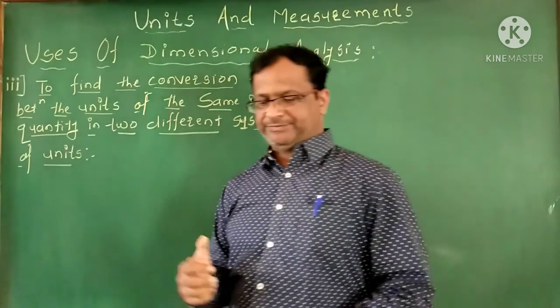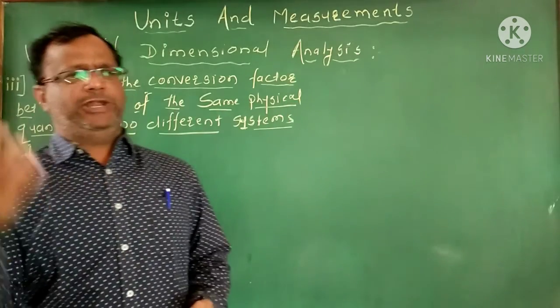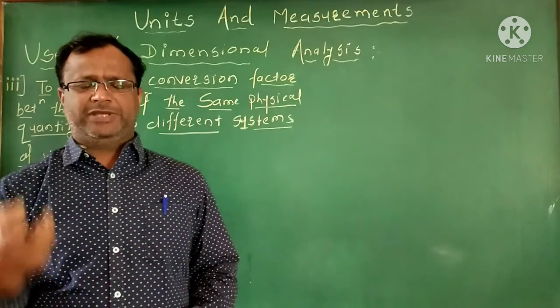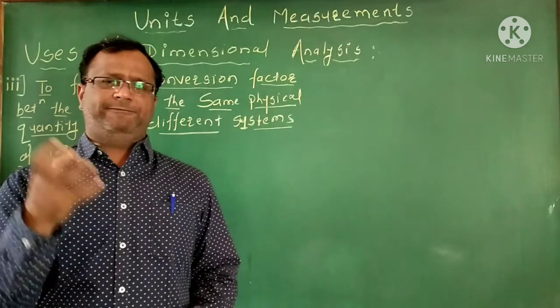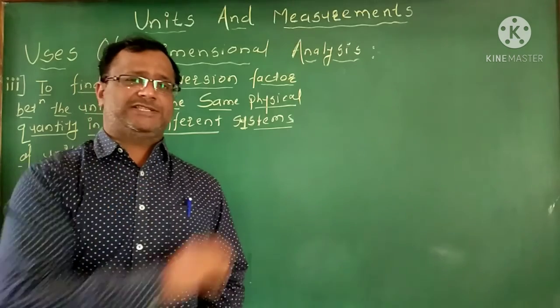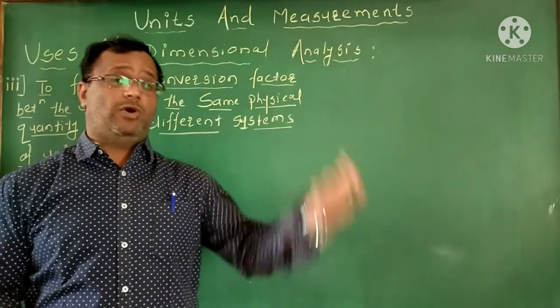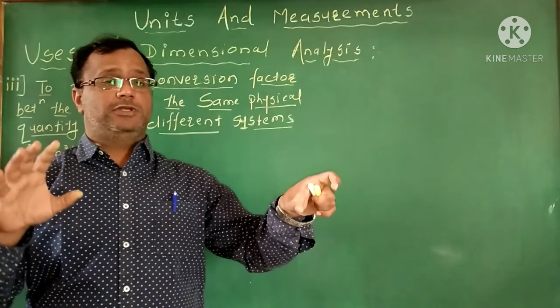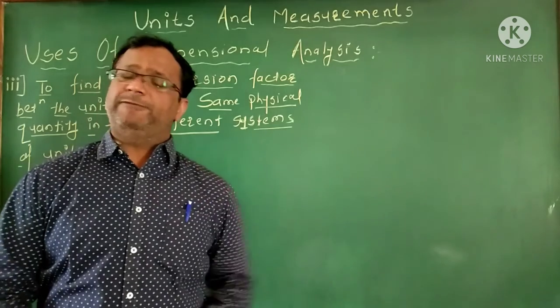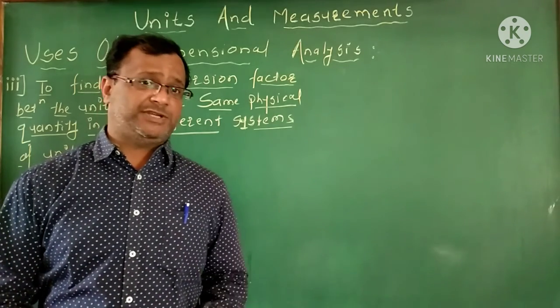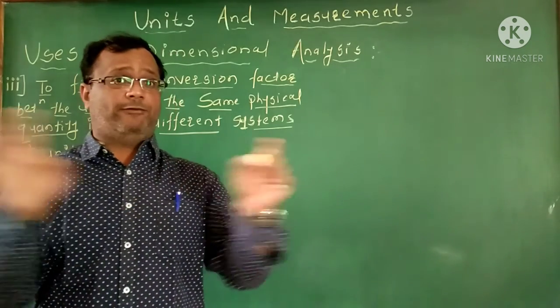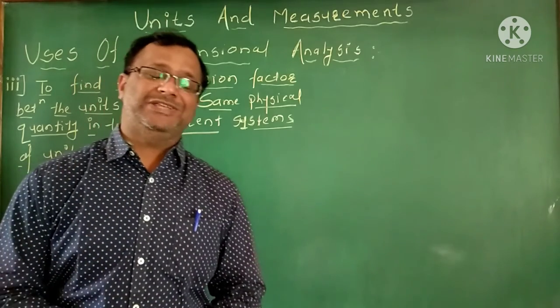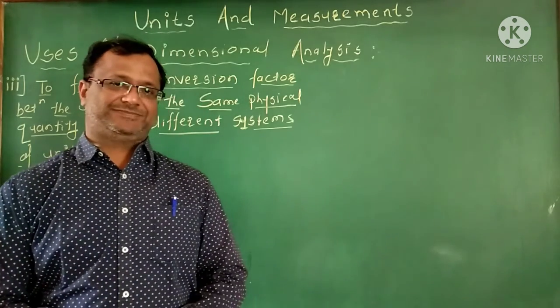It means that if you take any one physical quantity and its value is given in the SI system, but now we want to find the unit of the same physical quantity in a different system, that is, in the CGS system, right? For that we use dimensional analysis.